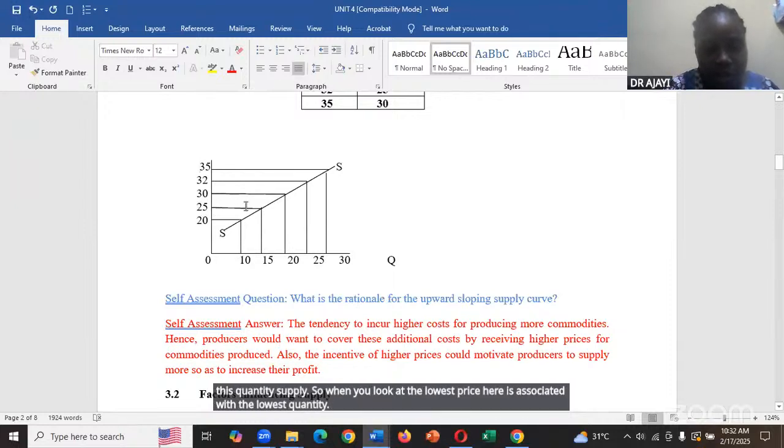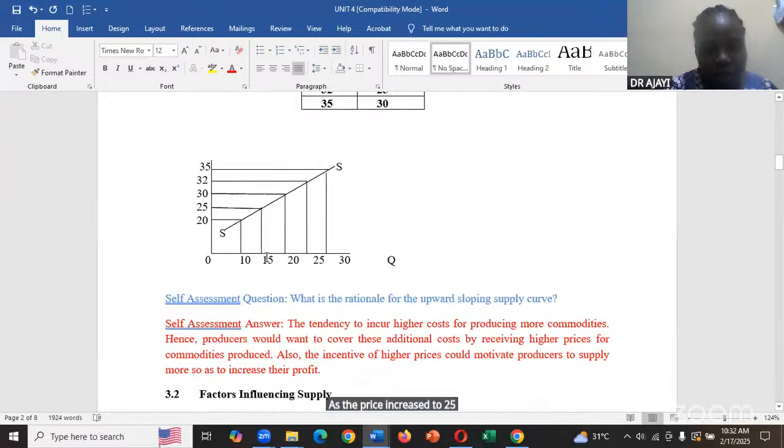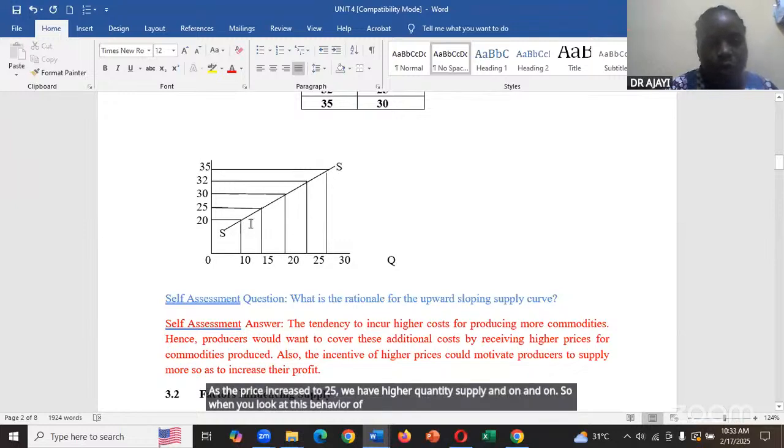As the price increased to 25, we have higher quantity supplied, and so on. So when you look at the behavior of this curve, you see that it is going in an upward sloping form. It slopes upward from left to right.